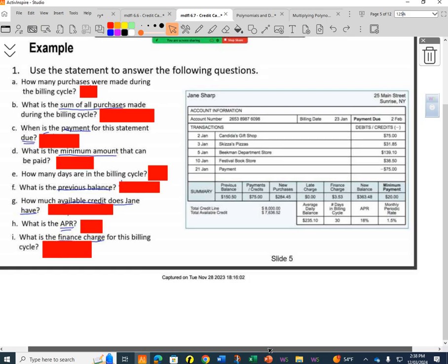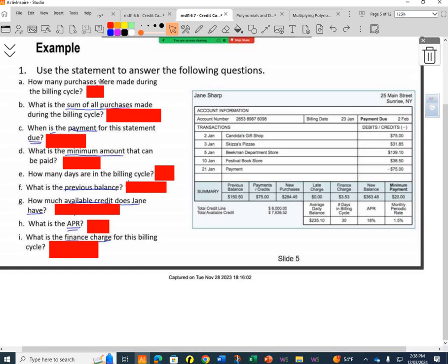Okay. From this statement, how many purchases were made during the billing cycle? You can see the purchases are here. This is a payment, not a purchase, but you can see the purchases, the amount, and the date they were made. So there's 1, 2, 3, 4. What is the sum of all the purchases? So you're going to add up the 4, the amount they spent, and that should be $284.45. That's this, plus this, plus this, plus this.